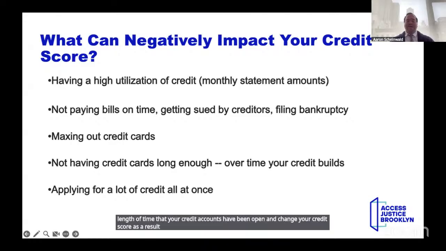And so depending on the other circumstances that are at issue there, it may be worth keeping those cards open because it boosts your credit score and that gets you to other places that you want to go.